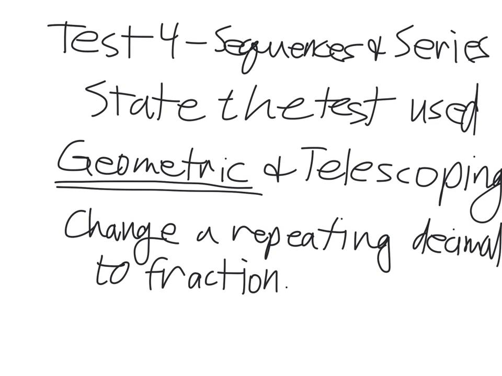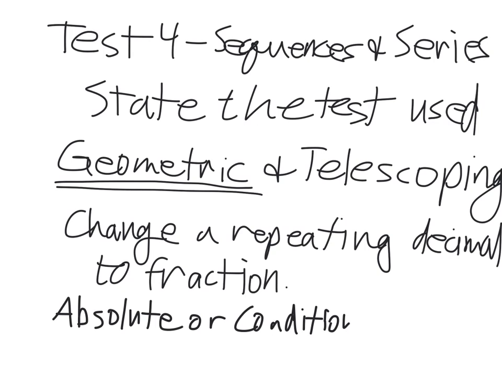Now the very last part of test 4 dealt with not only convergence, but is it absolute convergence or conditional convergence? And those were mainly working with alternating series. So make sure you're able to figure out, is it absolute or is it conditional, or perhaps maybe the original diverges. But that wouldn't be interesting if it was divergent from the beginning.